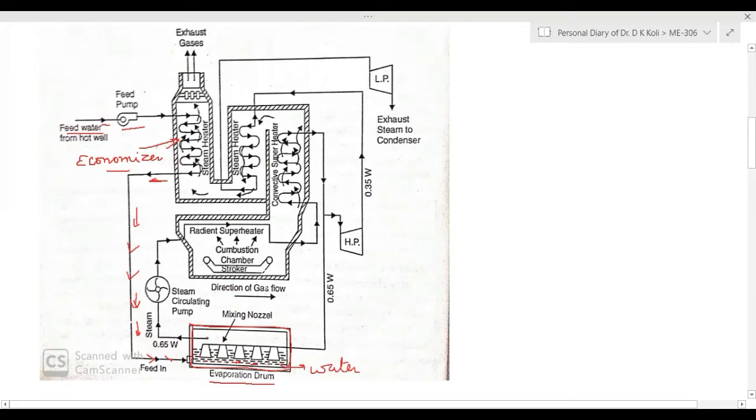After evaporation, with the help of the steam circulating pump, when the water is evaporated, it will become steam. And this steam, with the help of the steam circulating pump, passes through the radiant superheater. Actually, this is the combustion chamber, which has a high amount of heat, high temperature, over which the steam is flowing. So steam will get heat.